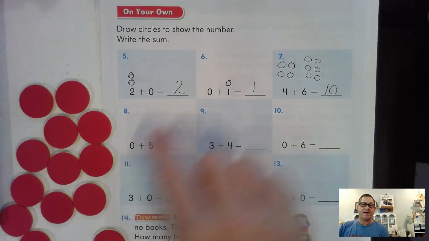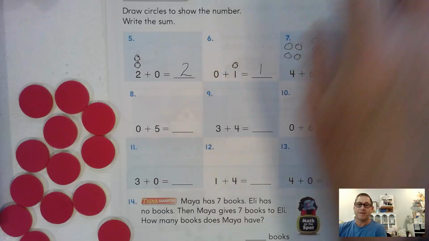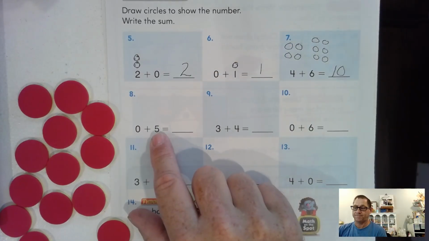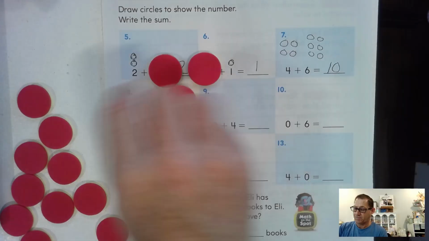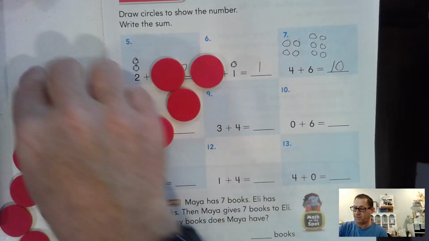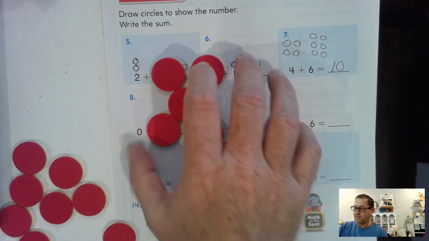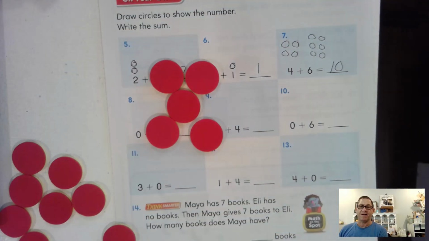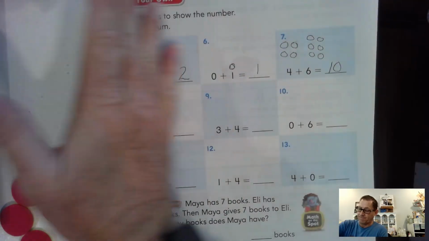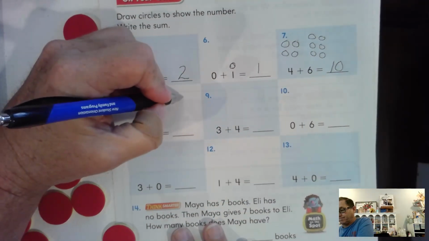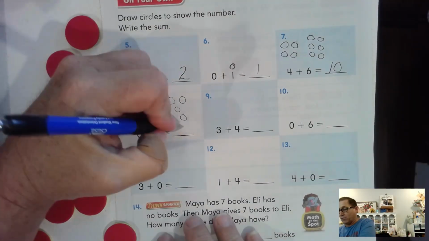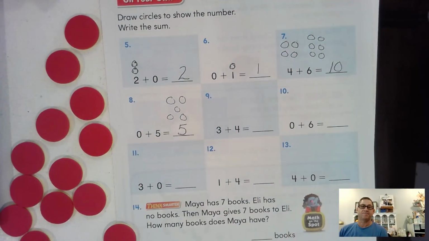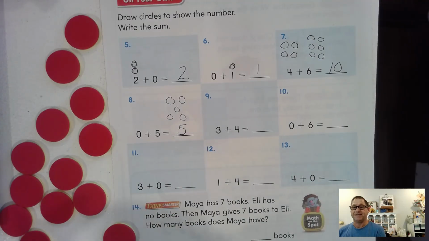All right, number 8. 0 and 5 more. Okay, so if you're going to use counters, we wouldn't show anything for the 0, but we would use 5. So 0 and 5 more is 5, because any number plus 0 is that number.